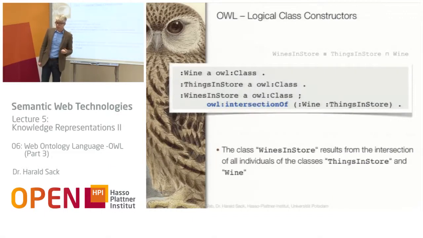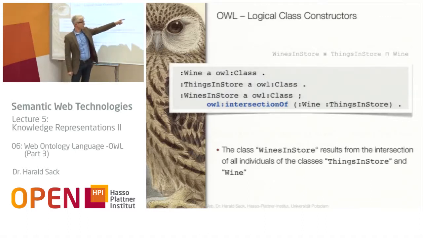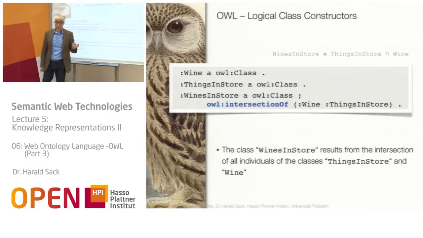Okay, first example. Here we have an intersection, and what we say here is that the wines we have in store are defined as the things we have in store that are wines. So it's the intersection of things in store and wine. In OWL, you state this in the following way. You say wine is a class, things in store is a class. And then you define that wines in store is, again, a class, but this class is defined as the intersection of wine and things in store. So it's expressed pretty simple. Wines in store results from the intersection of all individuals of the classes things in store and wine.